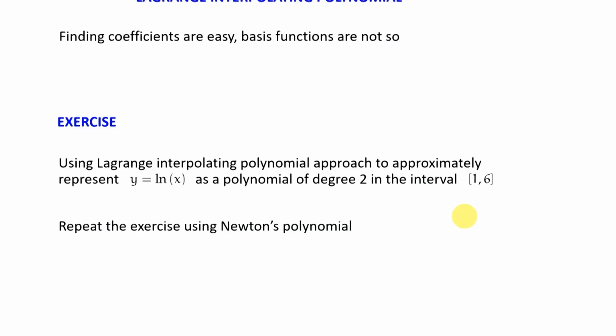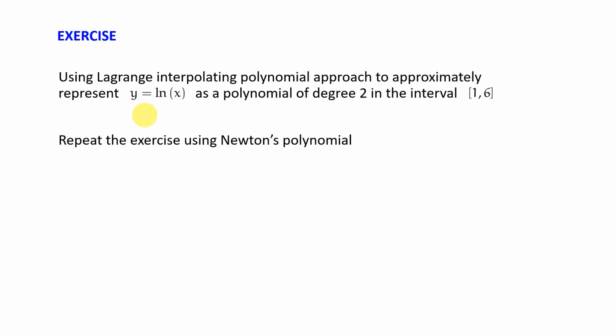For your exercise, you take up a function y equals ln of x, and then you approximate this function as a polynomial of degree 2 in the interval 1 to 6. First you do it with the Lagrange interpolating polynomial, and then you can repeat the exercise using Newton's polynomial.